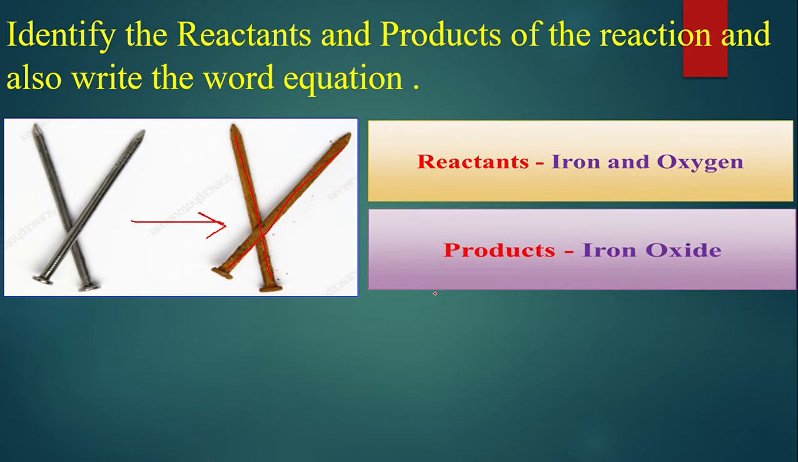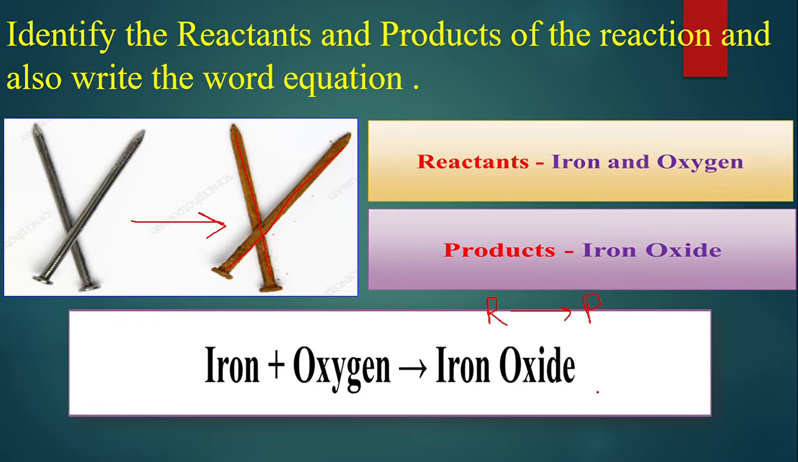Students, you remember how we can write any word equation. Just see, we have the reactants on the left hand side, and with the arrow ahead in the forward direction we have the product. So there we can write the word equation. Now let's see the answer for this word equation. The word equation related to it is iron plus oxygen gives iron oxide. So this is the word equation we get at the last.